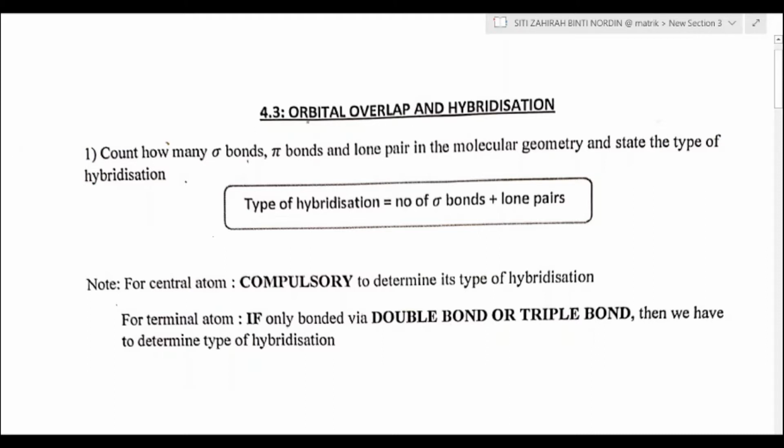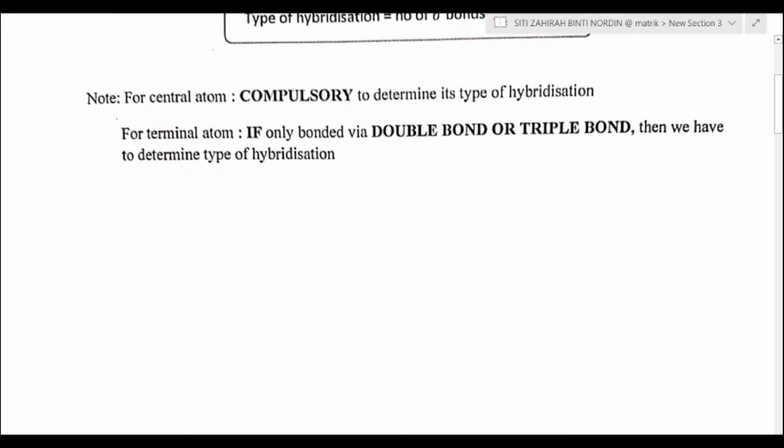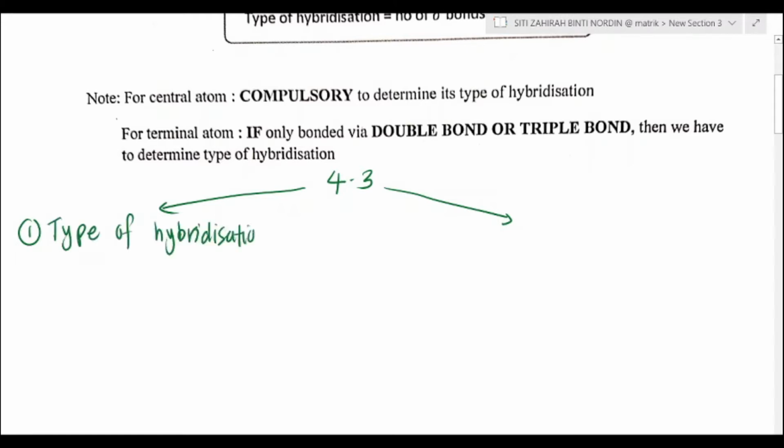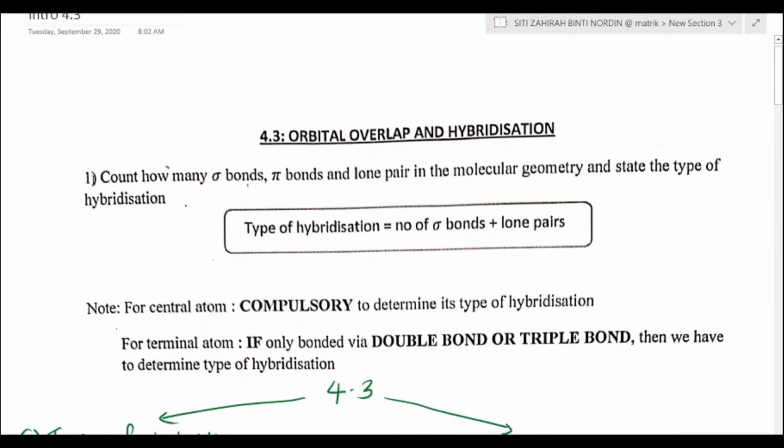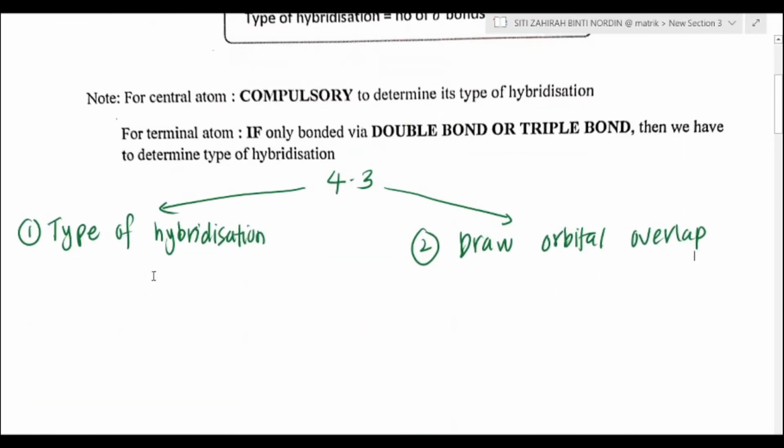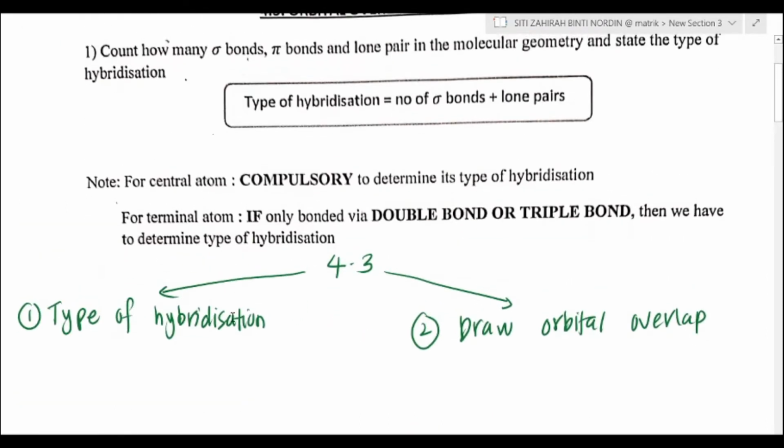So for 4.3, I want you to write down the summary anywhere in your notes. For 4.3, there are two things that you have to know. The first one is to know the type of hybridization. The second thing is to know how to draw your orbital overlap. And these points were already given by me for the first type of hybridization.